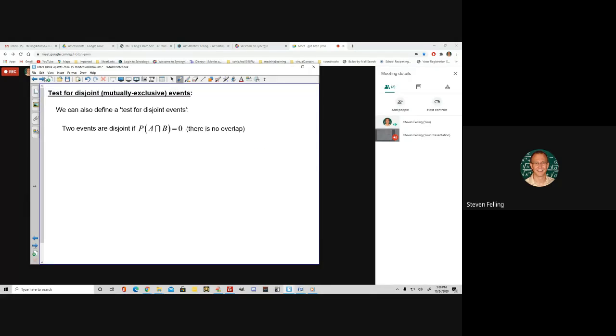So we can define a test for disjoint or mutually exclusive events. Two events are disjoint or mutually exclusive if there's no overlap, which just means the probability of A and B occurring together is 0. There's no way they can both happen at the same time.